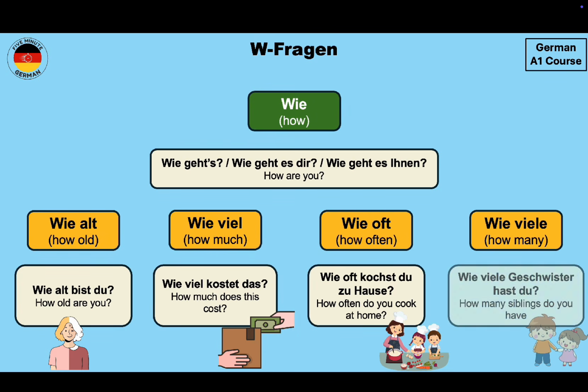And wie viele, which means how many. So "Wie viele Geschwister hast du?" There are other variations with wie as well, but these are the most important ones which are relevant for A1.